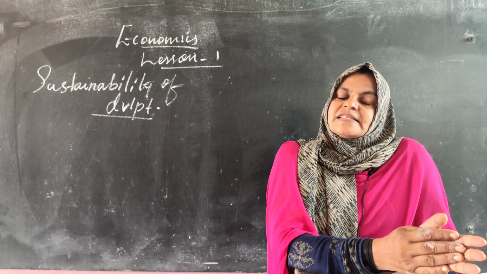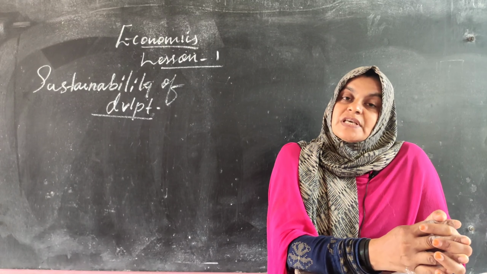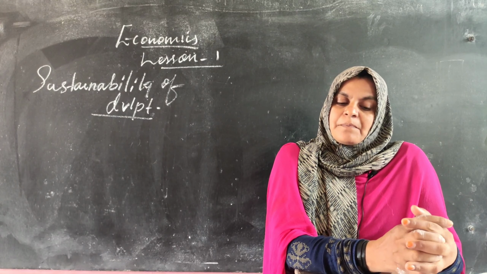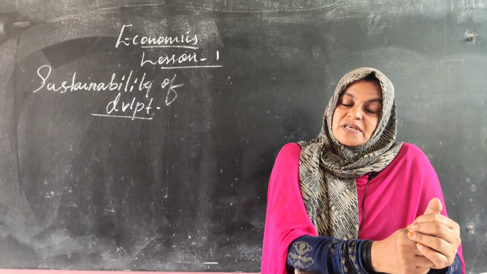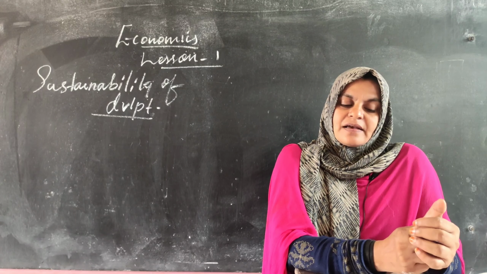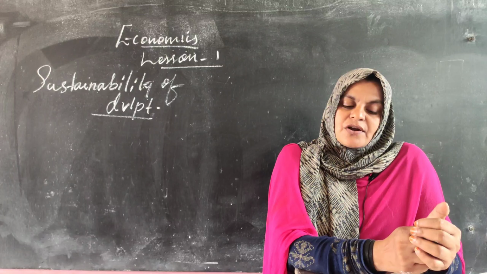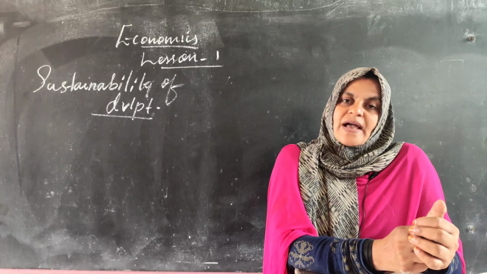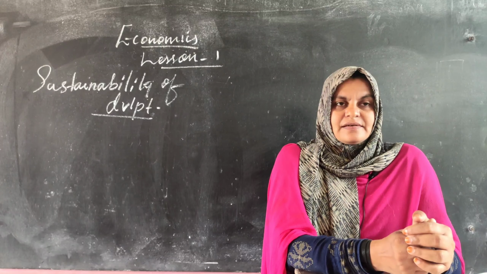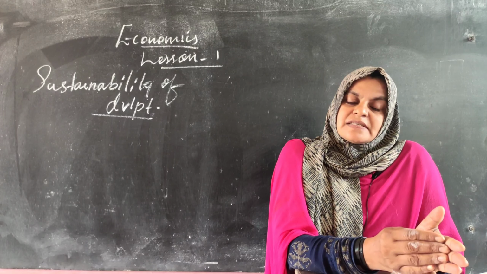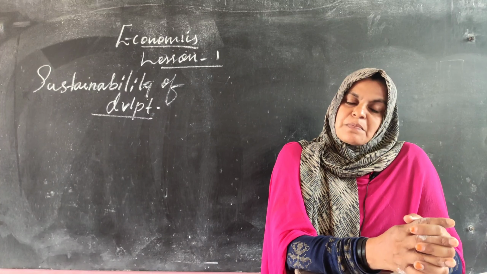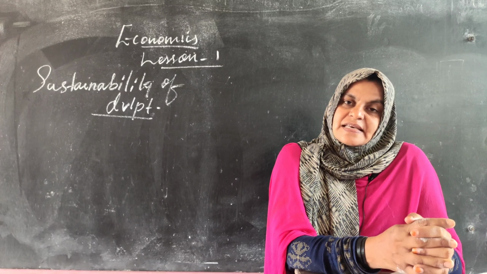Since the second half of the 20th century, a number of scientists have been warning that the present type and level of development are not sustainable. Why did they say it that way? Because there were many problems, there were many reasons.